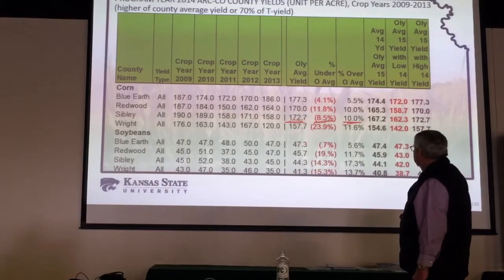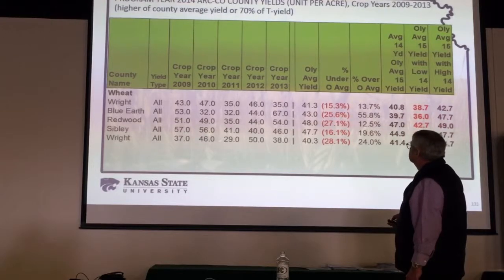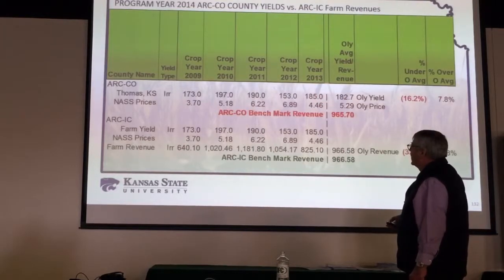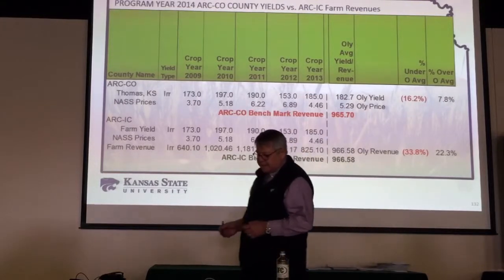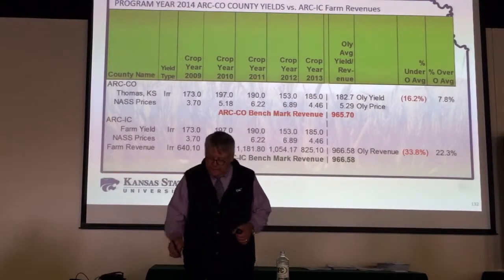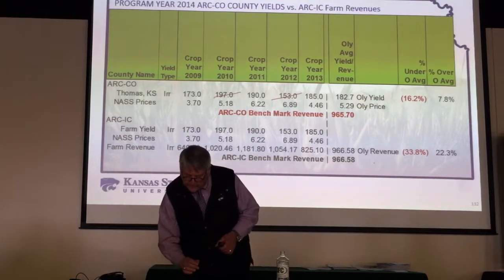Blue Earth really has almost no variability. That's not too far from here. I did the same thing with the other crops. Now, looking at this example here, this is a Kansas example. What I'm looking at here is the yield history for this county, and in this case, the low yield is there. The high yield is the 197, and that gets eliminated.